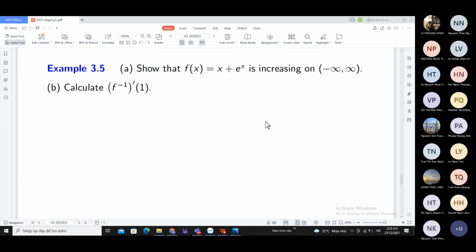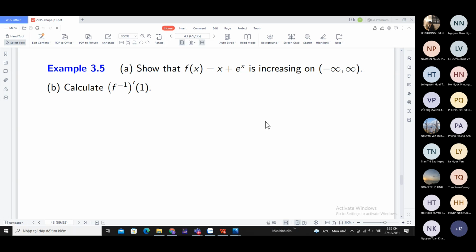Now, question B, we want to evaluate the derivative of f inverse at 1. Now you see here, from question A, the function f is increasing. Exactly, it's strictly increasing. I mean, if x2 is greater than x1, then f of x2 is greater than f of x1. The function f is strictly increasing, and that's why f is a one-to-one function, so f inverse exists.